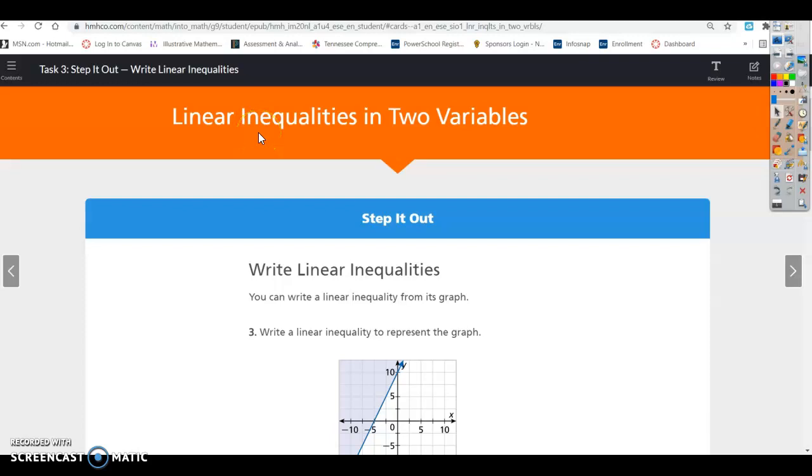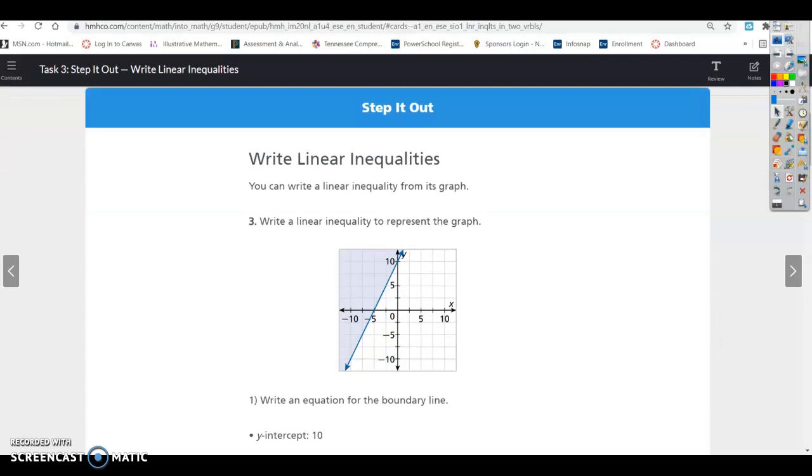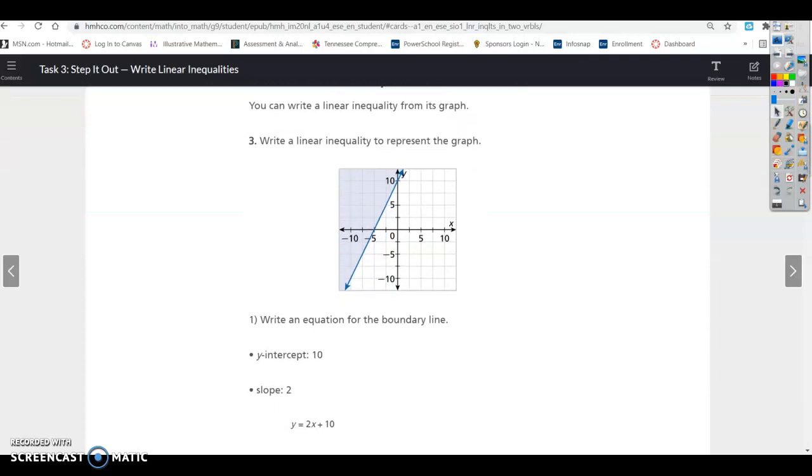All right, guys, we're still looking at lesson 10.1. We're on task 3, and we're going to look at how to write a linear inequality. It says you can write a linear inequality from its graph. We've done this with equations. Now we're going to do it with inequalities. So let's look at the graph.